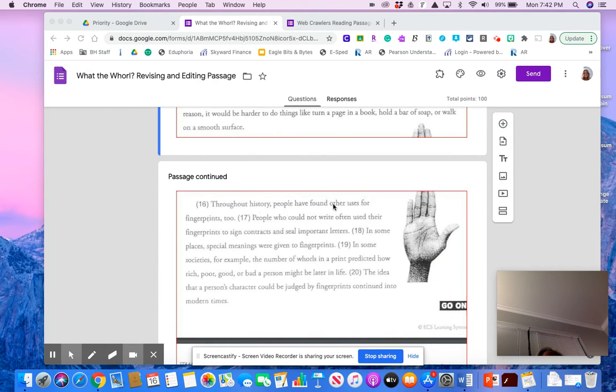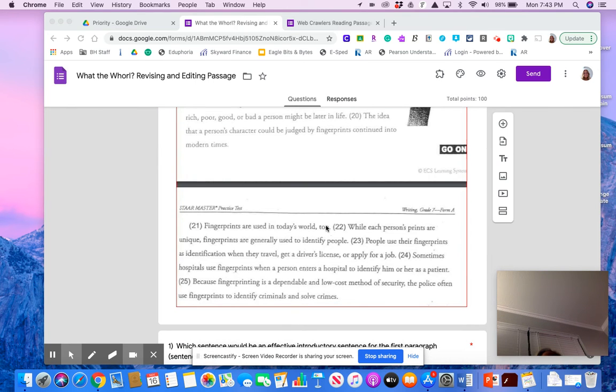Throughout history, people have found other uses for fingerprints too. People who could not write often used their fingerprints to sign contracts and seal important letters. In some places, special meanings were given to fingerprints. In some societies, for example, the number of whorls in a print predicted how rich, poor, good, or bad a person might be later in life. The idea that a person's character could be judged by fingerprints continued into the modern times.